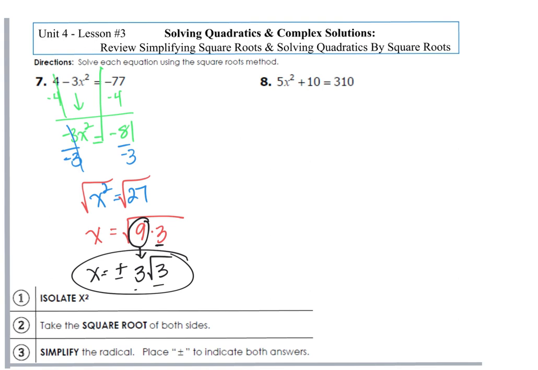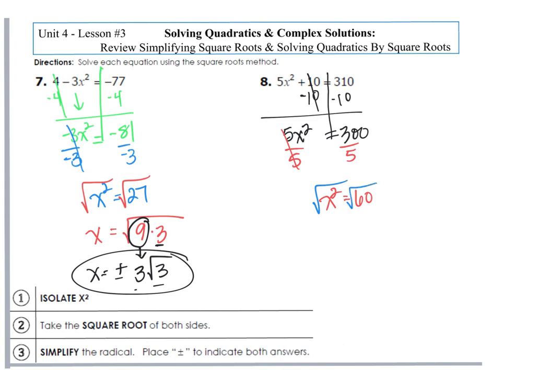Okay, number 8, we have 5x squared plus 10 equals 310. So first, to isolate x squared, we're going to subtract 10 from both sides. And we have 5x squared equals 300. Next, we divide both sides by 5. So we have x squared equals 60. Taking the square root of both sides, we get x, okay, so we're on the right track here, we're almost done. Square root of 60. Well, 60 is not a perfect square.